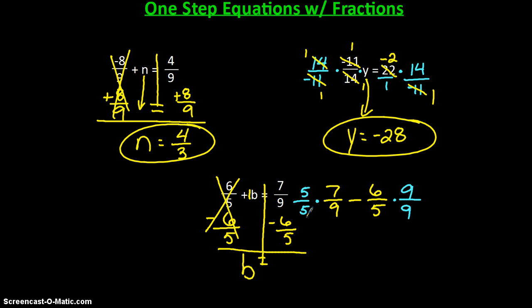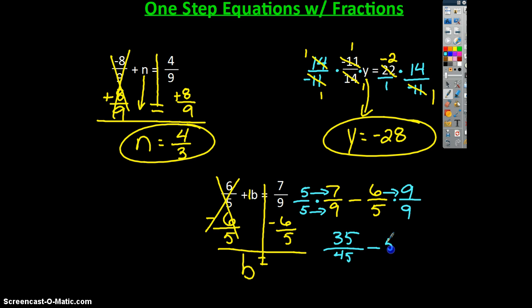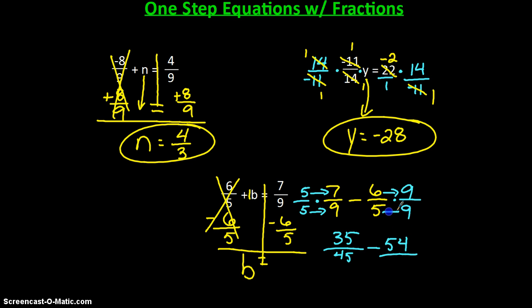Now from here, I don't see any cross-reducing like I did in the previous problem, so what I'm going to do is just multiply straight across. So I take 5 times 7 is 35. 5 times 9 is 45. So that is still, if I wanted to reduce this, that would take me back to 7/9. I take 6 times 9, which is, not 63, 54, over, and then 5 times 9 is 45. And if we notice, these are the exact same fractions, but the only difference is this time they are actually with a common denominator.